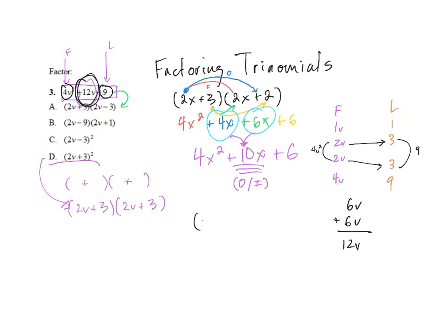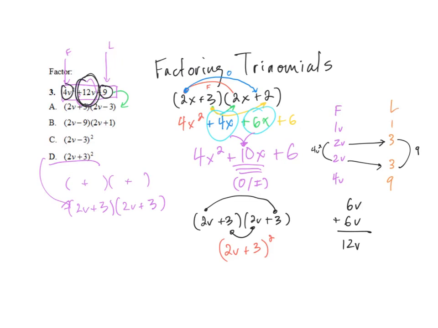So what did I do? Remembering that my middle is my combination of my inside and my outside, I did 2v times a positive 3 and 2v times a positive 3. Now because these two repeat themselves, that's why they call it the 2v plus 3 squared, because this is multiplied by itself. It's repeated multiplication. That's what squared means. So that's where I get that from.